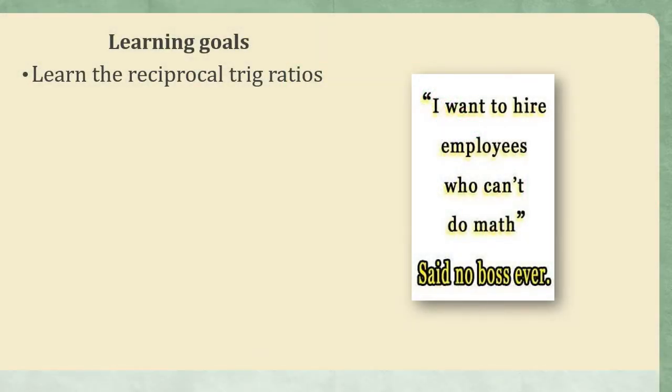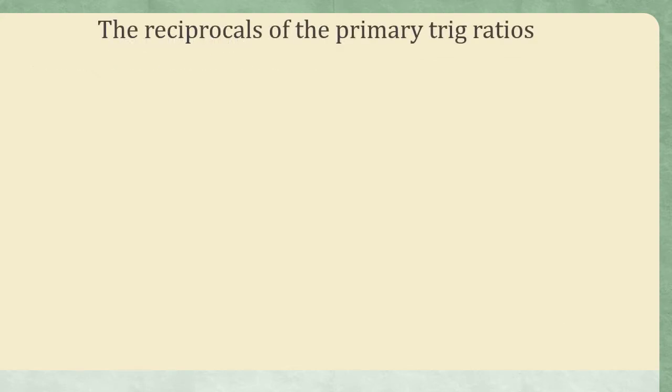Our learning goals for this: we're going to learn about the reciprocal trig ratios. Reciprocal, again, just means 1 over. So let's start with some definitions, formulas, if you will. The reciprocals of the primary trig ratios. The primary trig ratios, of course, are sine x, which equals opposite over hypotenuse, or if you're someone buying into the SOH CAH TOA theme, then y over r.